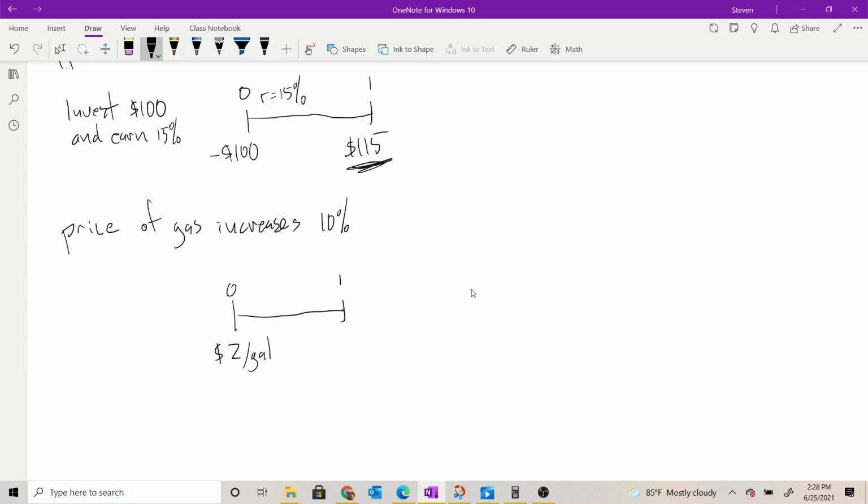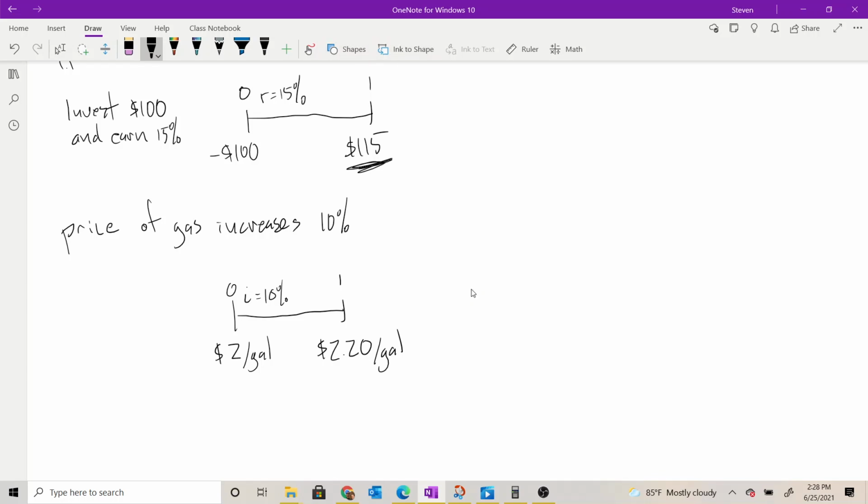Okay. Then 1 year later, I'll use a little I for inflation, it's going to increase 10%. 1 year later, when we get a payoff of $115 from this investment, gas has increased 10%. Well, 10% of 2 is 0.2. And so the price of a gallon of gas is going to be $2.20 per gallon, right? It increased 10%.